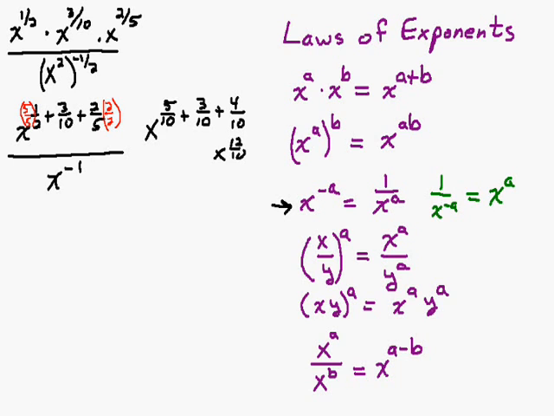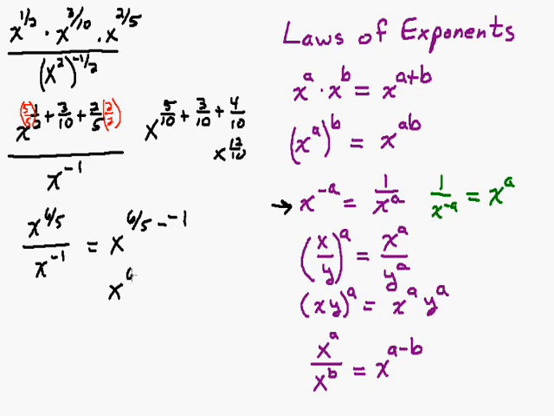So another way to do it, if you wanted to, we still have x to the 6/5 in the numerator and x to the -1 in the denominator. If we use this bottom rule, because this fraction certainly looks like this bottom rule, it would tell me to take a minus b. My a is my 6/5, and my b is -1.